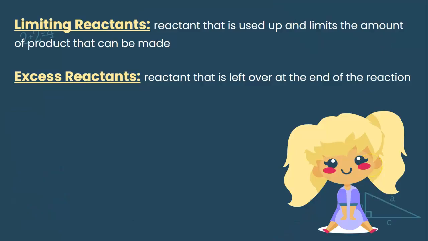Now that we know how to do mole-to-mole stoichiometry, we can figure out the limiting and excess reactants. The limiting reactant is the reactant that is used up and limits the amount of product that can be made. The excess reactant is the reactant that is left over at the end of a reaction.